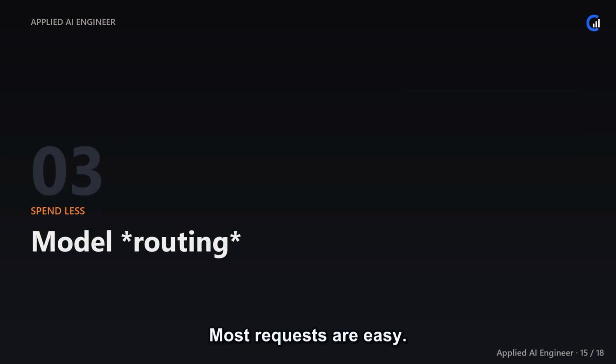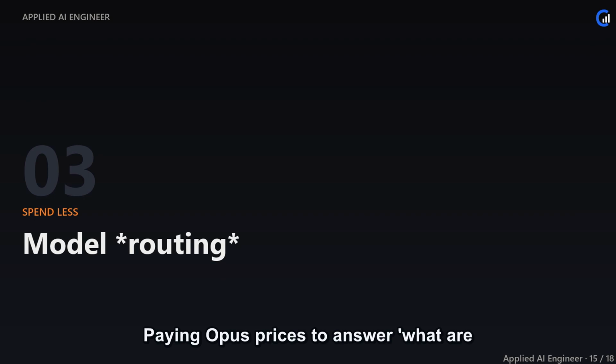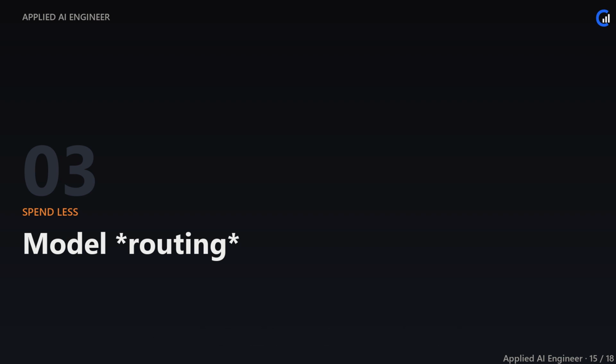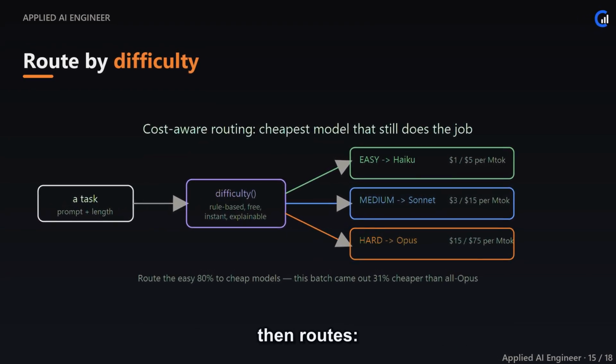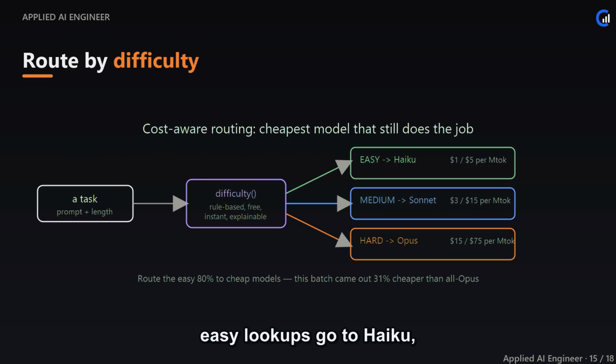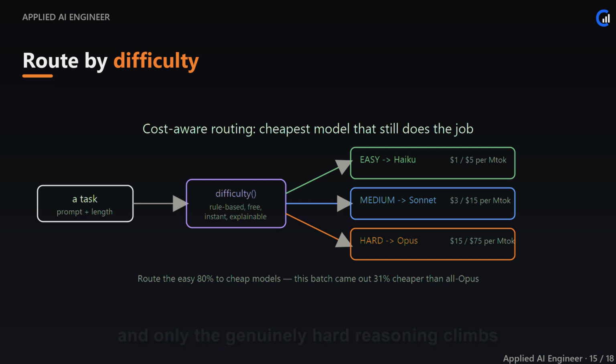Most requests are easy. A few are genuinely hard. Paying Opus prices to answer "what are your pricing tiers" is pure waste. The fix is a router that sends each task to the cheapest model that can still handle it. A small scorer rates each task's difficulty, then routes. Easy lookups go to Haiku, the default workload goes to Sonnet, and only the genuinely hard reasoning climbs to Opus.